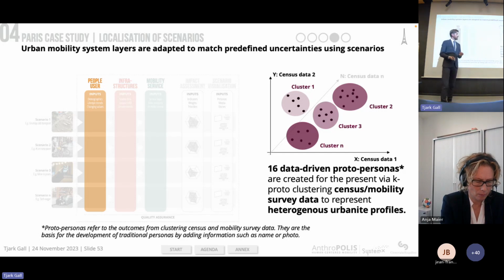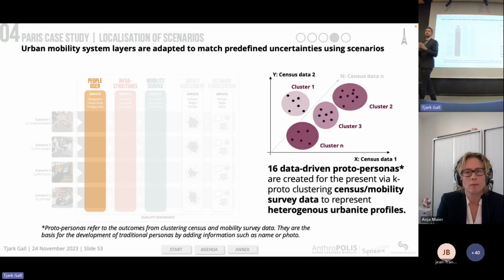And it's a particular way of clustering, but the idea is more or less trying to find from all the people who are in the census, who are the most similar across multiple criteria.